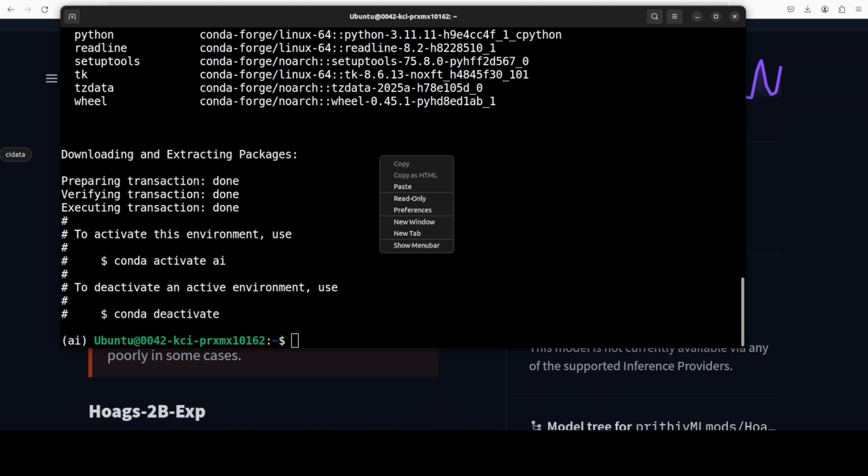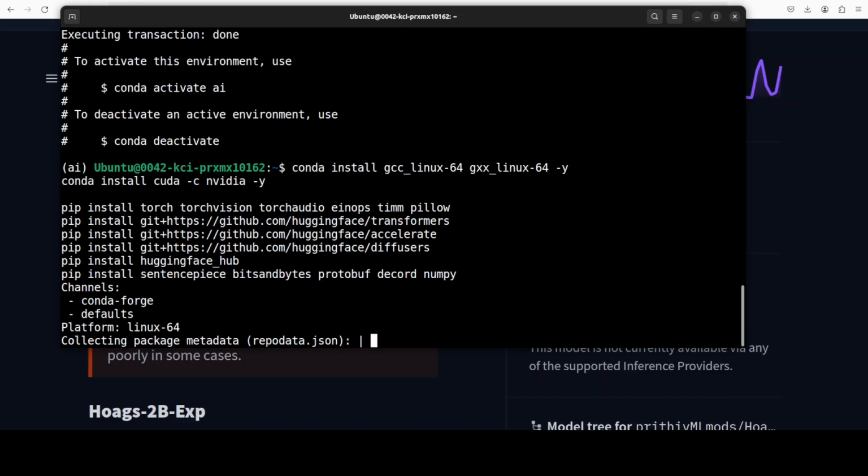Now for the prerequisites, installation of flash attention is optional, but I would highly suggest that for vision models you go with it. For the rest of the lot I'm just going to go with torchaudio and that sort of stuff, and then I will also install flash attention.